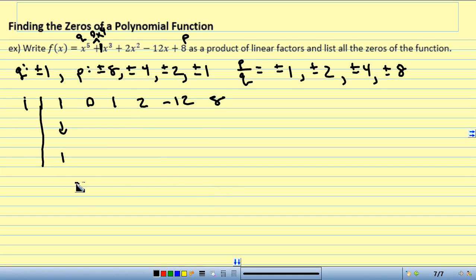So let's try that now. 1, 1, 1. Okay, comes down. 1 times 1, 1. Comes down, 2. 1 times 2, 2. Comes down, 4. 1 times 4 is 4. Comes down, negative 8. 1 times negative 8. Well, that's negative 8. Gives me a remainder of 0. Boom! There you are. X equals 1 is a root.